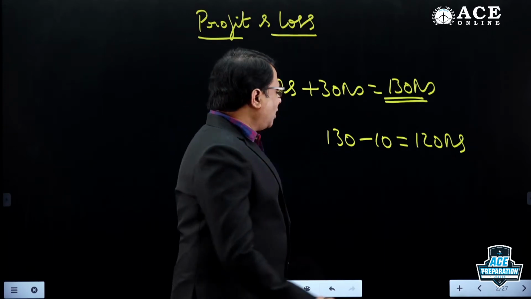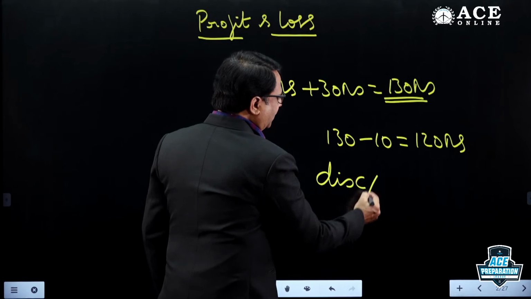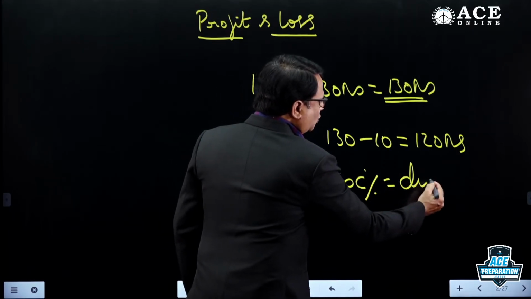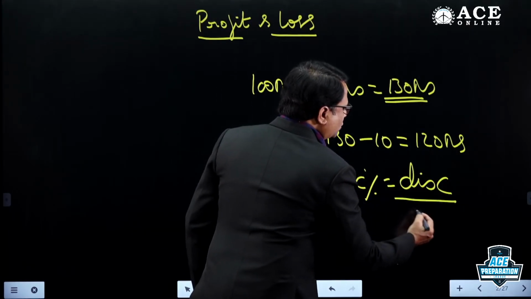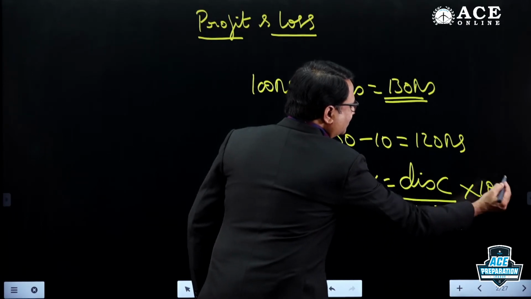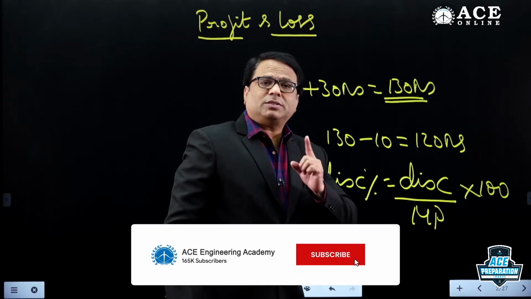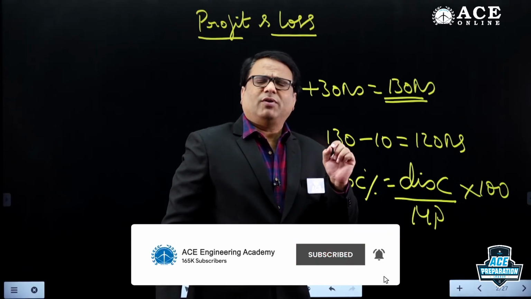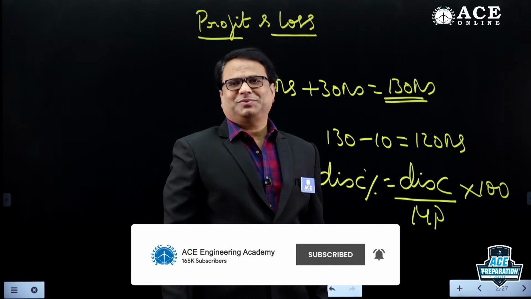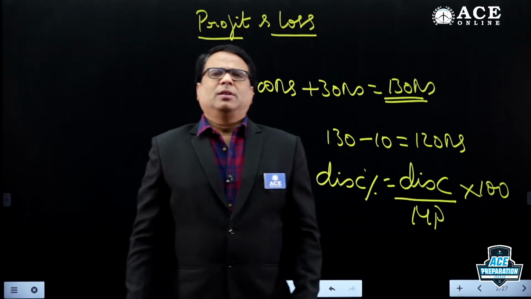And what is the formula for discount percentage? I'll give you the formula for discount percentage. The formula for discount percentage is discount by market price into 100. And why is the denominator market price? Because discount is always given on the market price. Okay? Right.